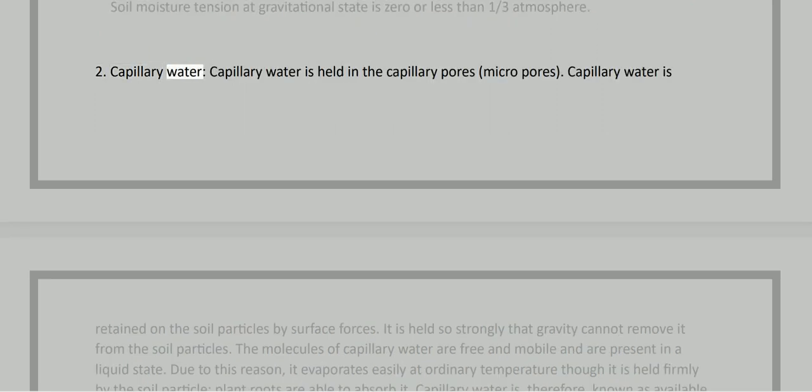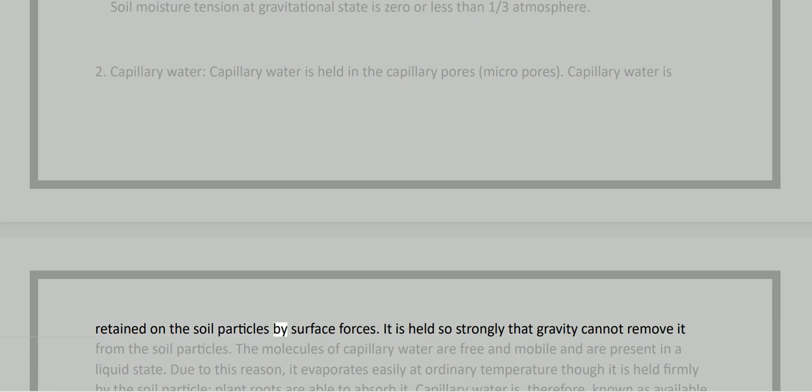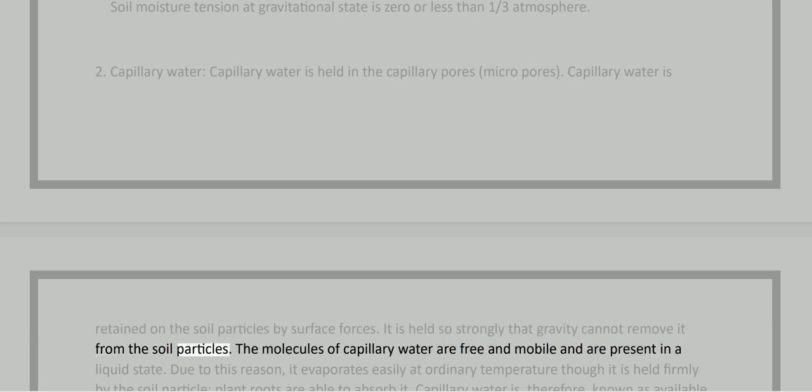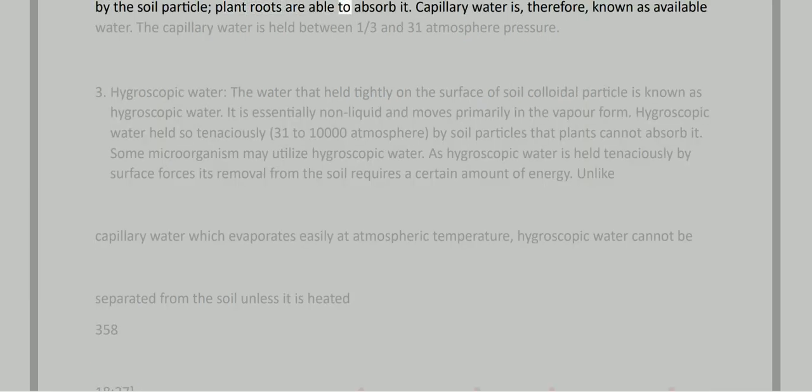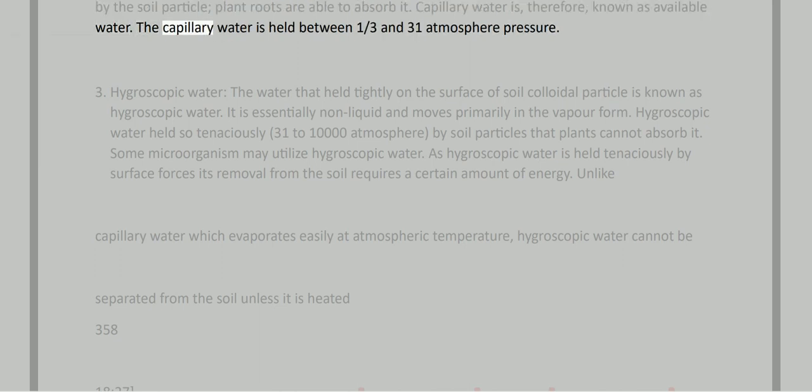2. Capillary water. Capillary water is held in the capillary pores, micropores. Capillary water is retained on the soil particles by surface forces. It is held so strongly that gravity cannot remove it from the soil particles. The molecules of capillary water are free and mobile and are present in a liquid state. Due to this reason, it evaporates easily at ordinary temperature. Though it is held firmly by the soil particle, plant roots are able to absorb it. Capillary water is, therefore, known as available water. The capillary water is held between 1/3 and 31 atmosphere pressure.